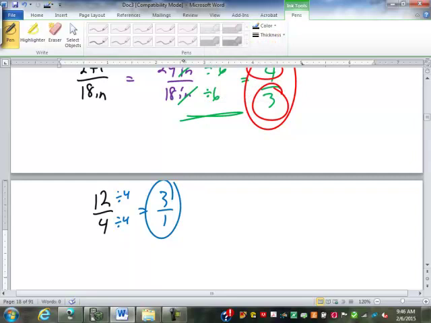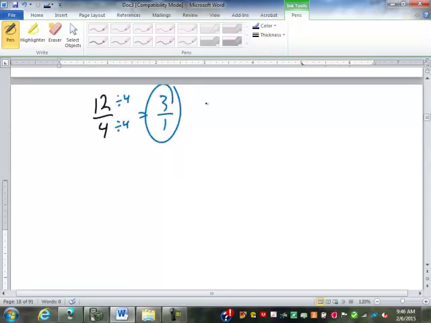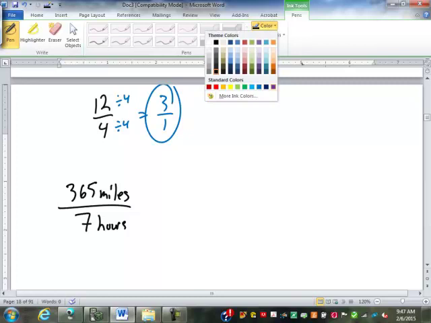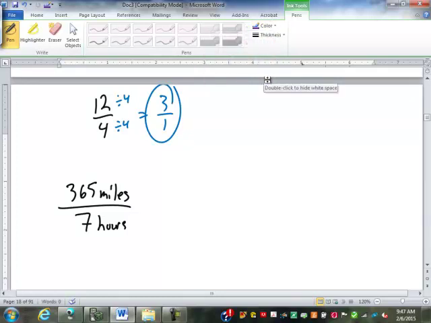So what if they don't have the same label? They don't have the same unit. For example, let's say we go on a road trip and we go 365 miles in 7 hours. There is no way to convert miles into hours or hours into miles. So this is not a ratio. They don't have the same units, and we can't give them the same units. This is what we call a rate.